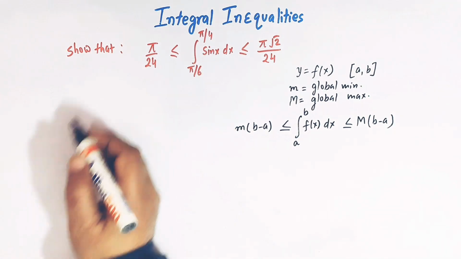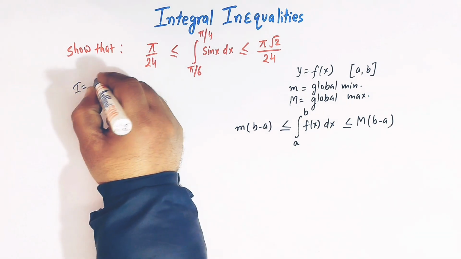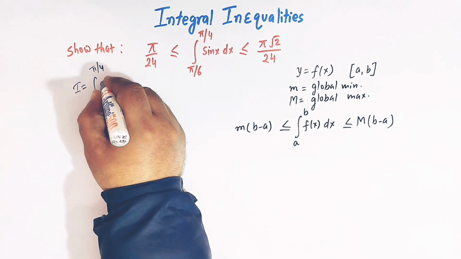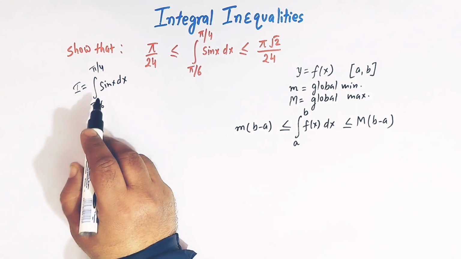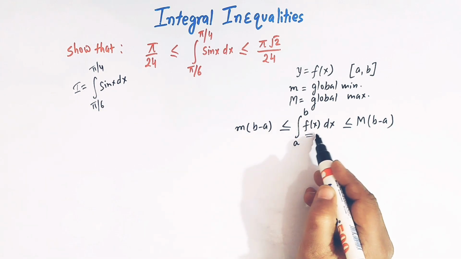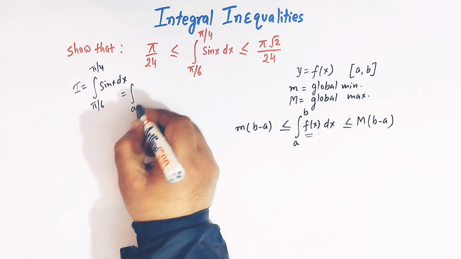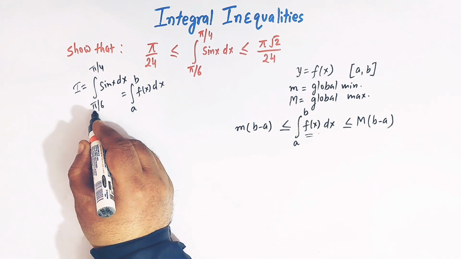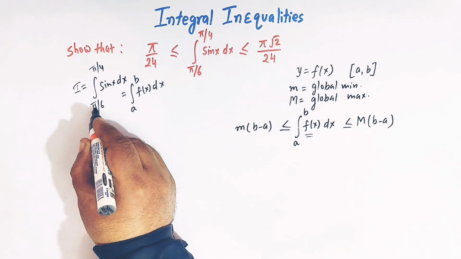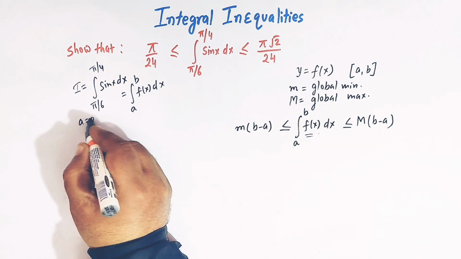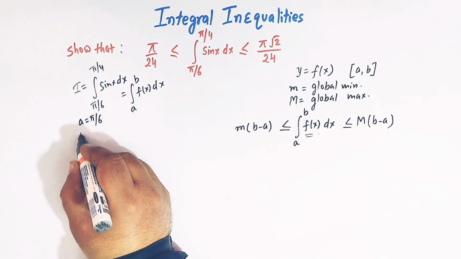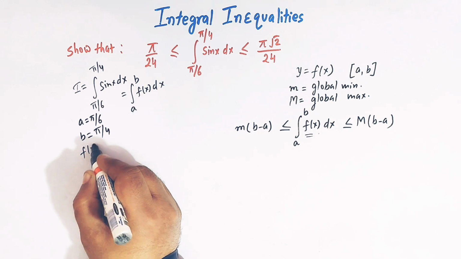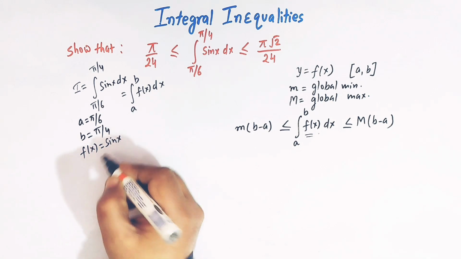So let us take this integral as I, right? So I is from pi by 6 to pi by 4 sine x dx. And if we compare this integral with this one, then we have here a to b f of x dx, and the lower limit is a. Here it is pi by 6, so a is pi by 6, upper limit is pi by 4, so b is pi by 4, and the function f of x is equal to sine x, right?